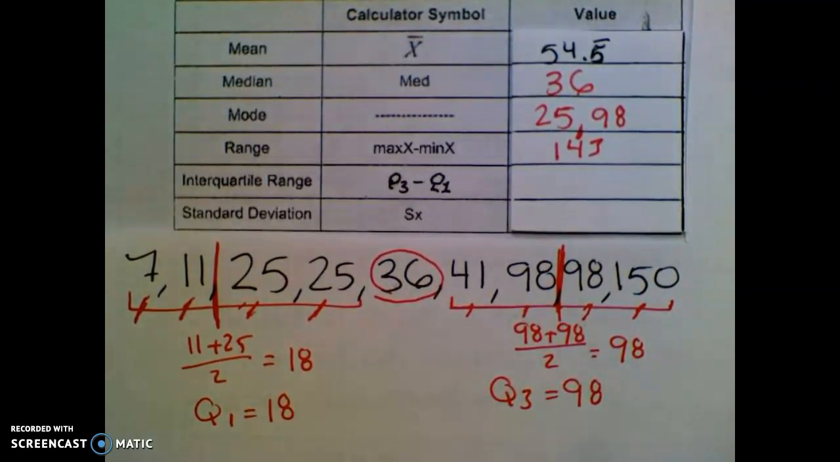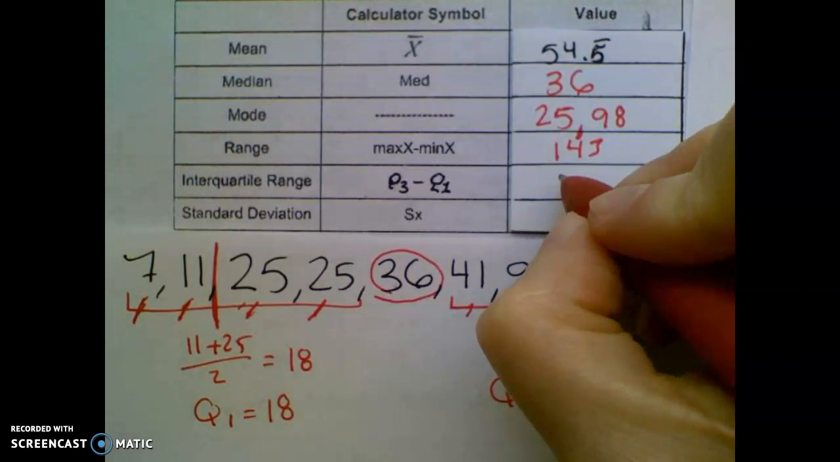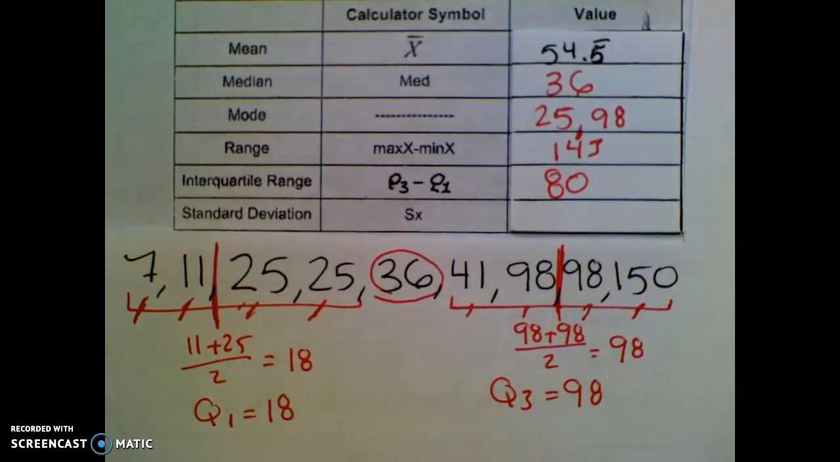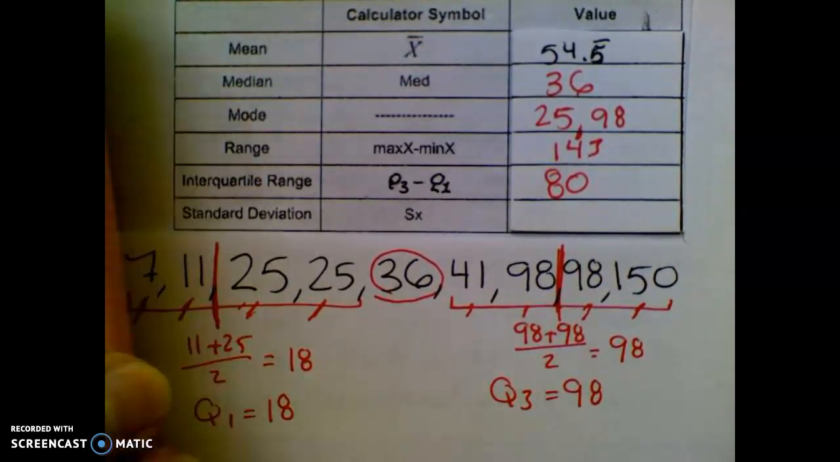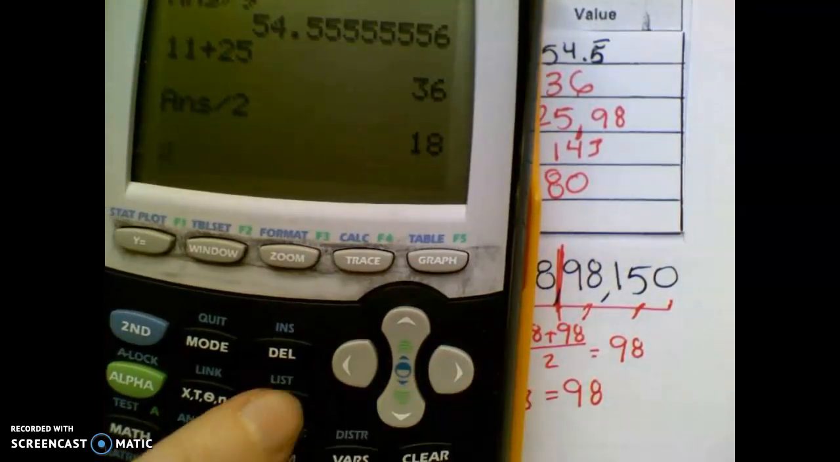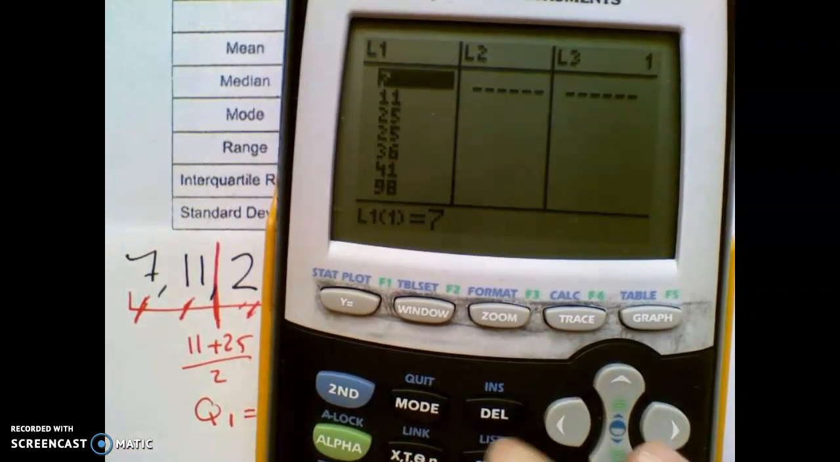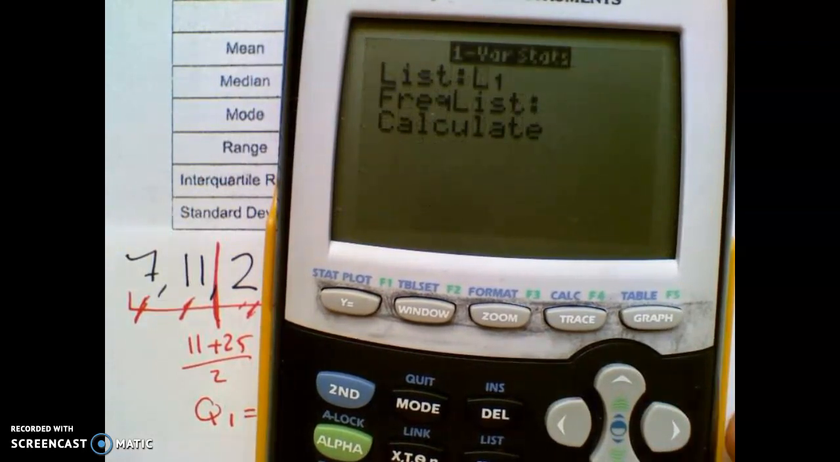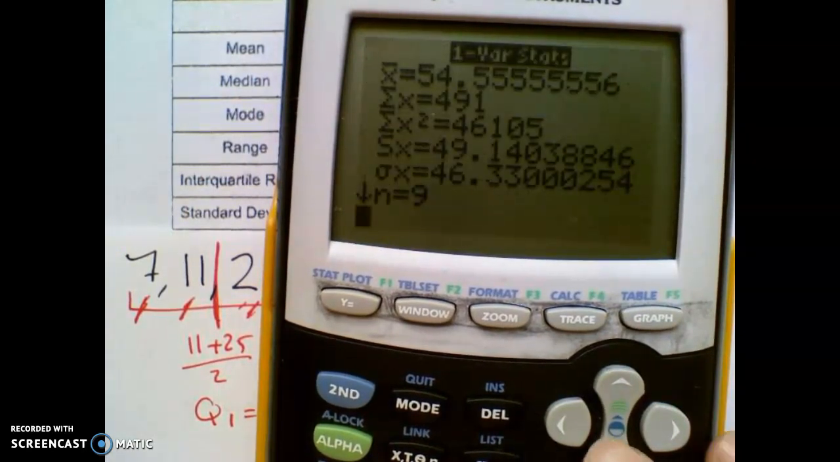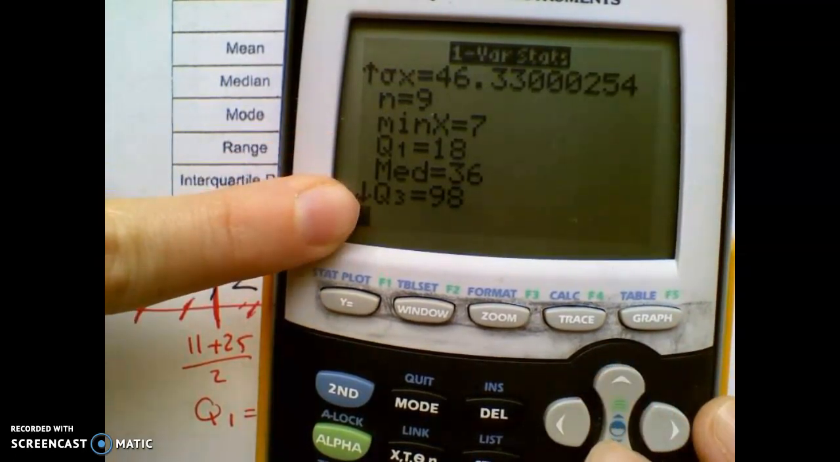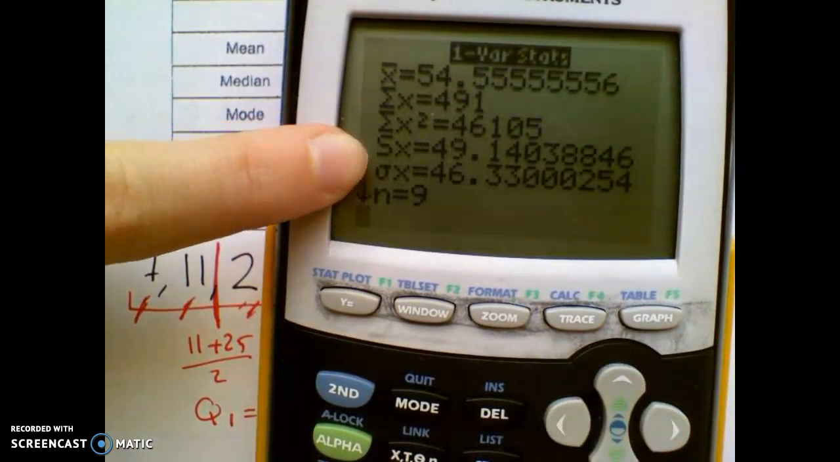Okay, to find my interquartile range, I'm just going to do 98 minus 18. So that's going to be 80. Okay, and then to find my standard deviation, I'm going to go over here to the calculator. I've actually already put my data points in, so there they are. Then I'm just going to press stat, go over to calc, press 1-Var Stats, and press enter. And I have all my answers here: there's my Q1 of 18, Q3 is 98. I need to find standard deviation, which is right here.